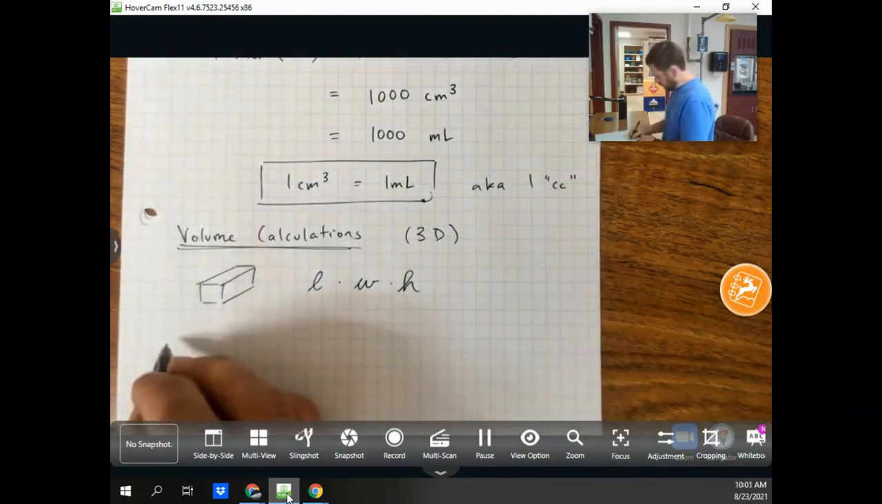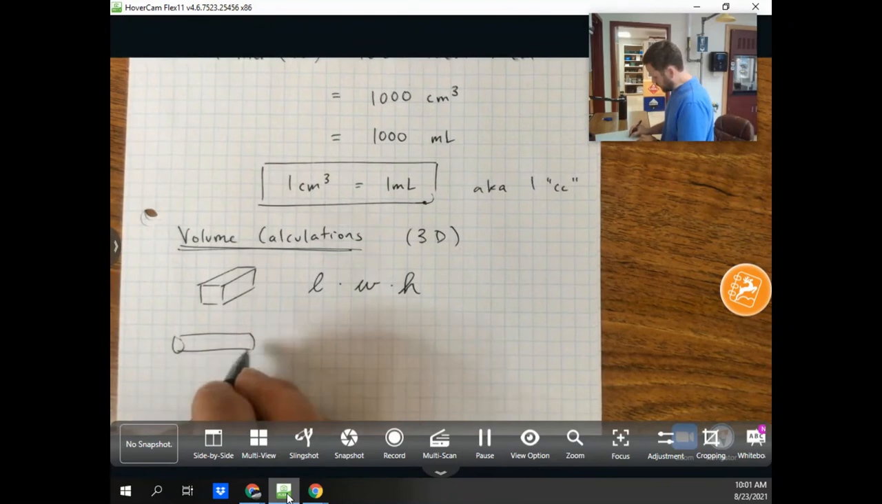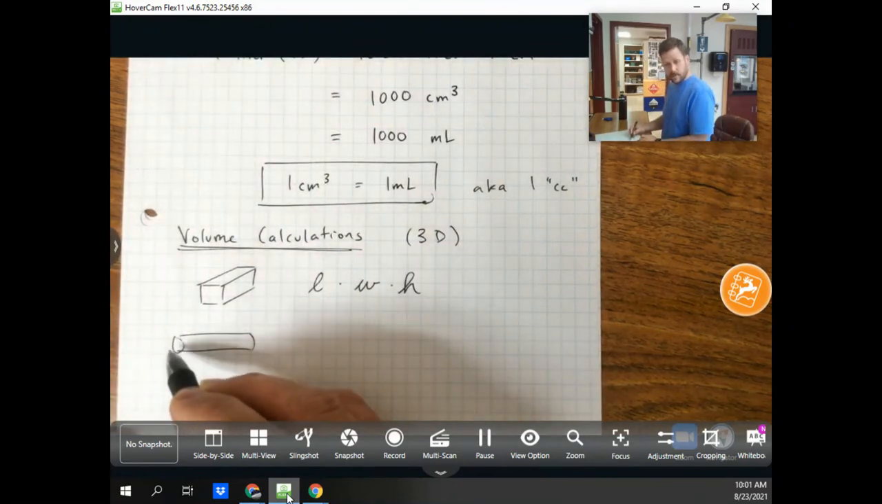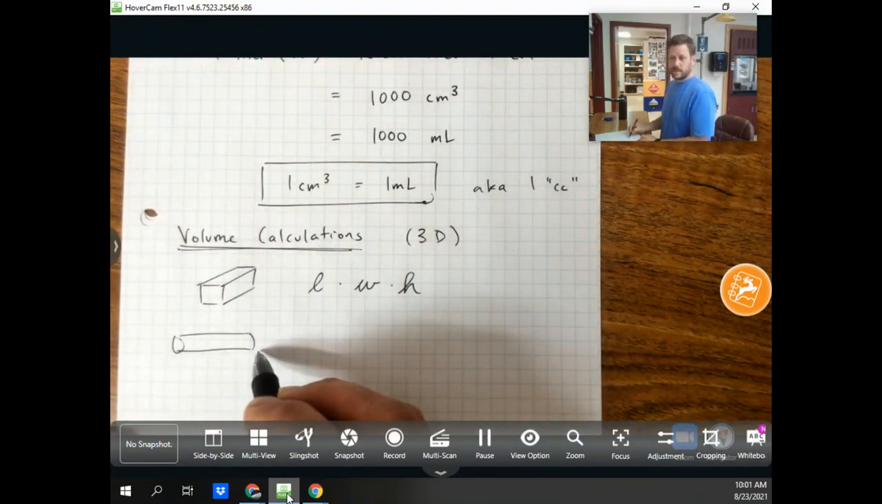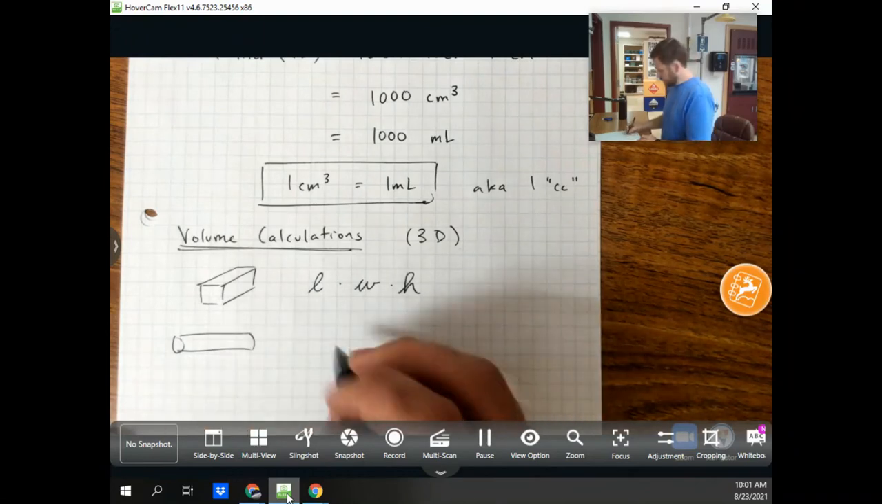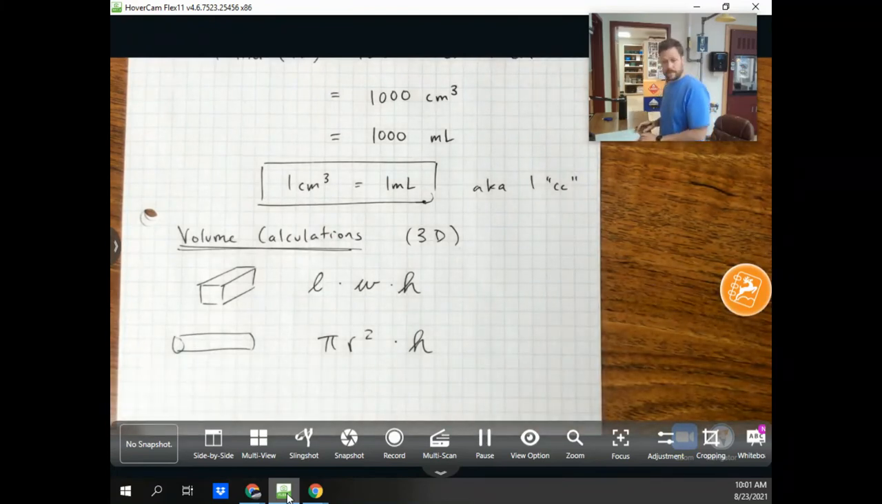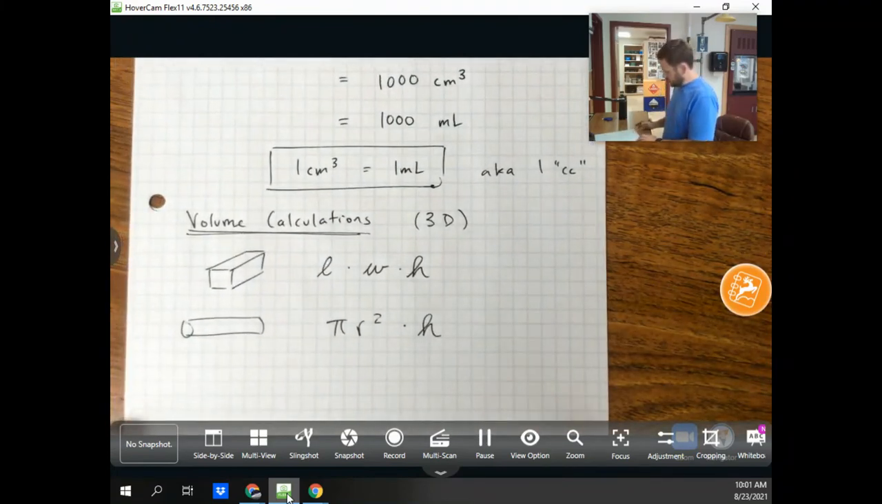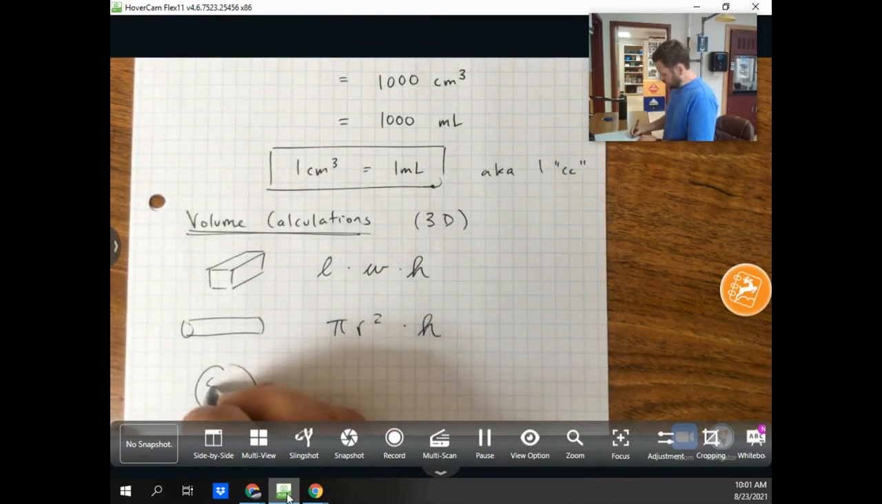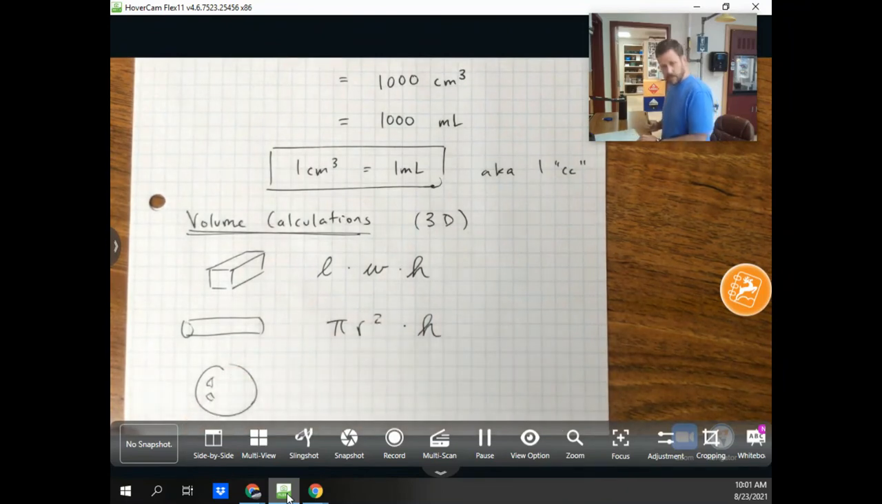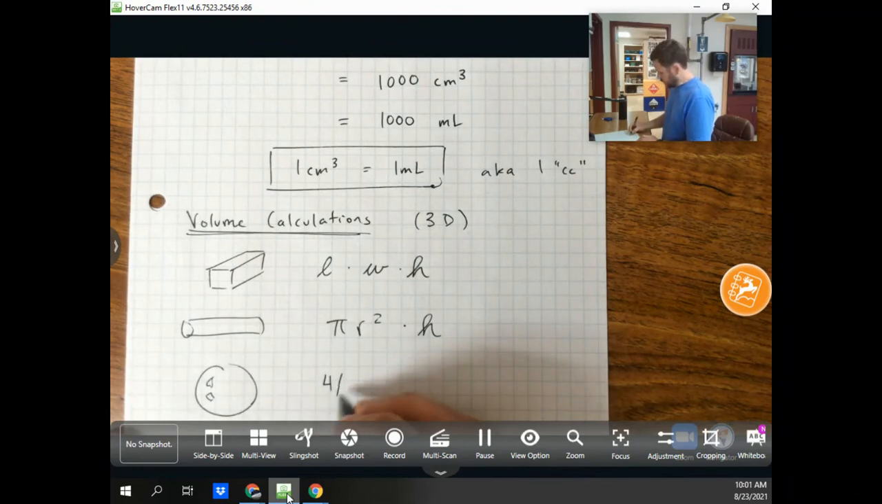If it were something like a cylinder, then you would need to get the area of the circle and then multiply by the 3rd dimension, its height. The area of a circle is pi r squared. And then you would multiply by height or length of the cylinder. And if it were something like a sphere, which I'll just try to make look a little bit more spherical there, that would be 4/3 pi r cubed.